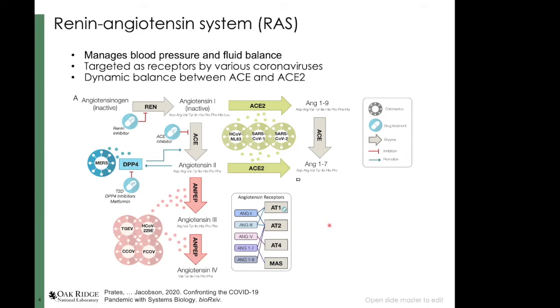So one of the reasons this is relevant is NF-kappa B, which, as we mentioned, seems to be dysregulated, is a positive regulator of ACE expression. So dysregulating NF-kappa B, you would expect to see a decrease in ACE expression.